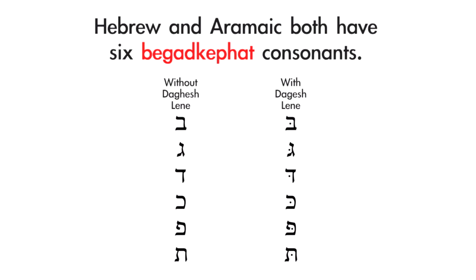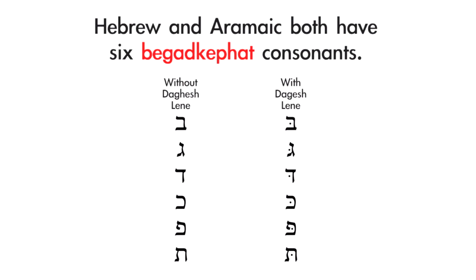But look at the right column. Now you'll see the six begad kafat consonants with a dagesh lene in the middle of each consonant. That dagesh lene hardens, you can think of it as a catalyst, it hardens the pronunciation. So if the bet without the dagesh lene is pronounced softly with a V, va, the bet with the dagesh lene is pronounced hard like the B in boy, ba.